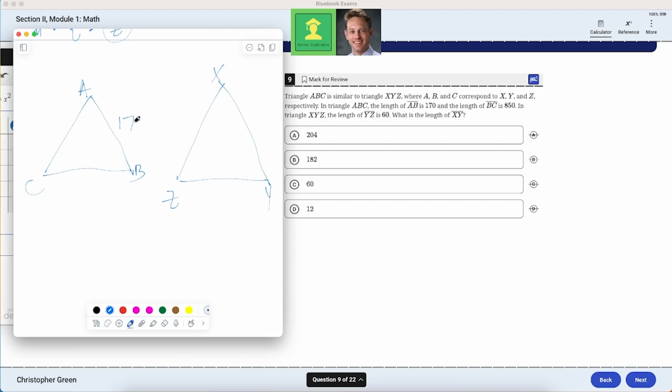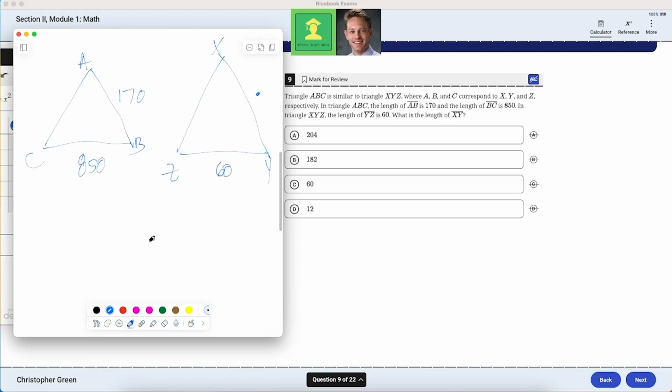AB is 170 and BC is 850. So of course, this is not to scale at all. YZ is 60. What is the length of XY? So you would do this by proportion. You could say 170 is to 850 as the unknown, the dot.